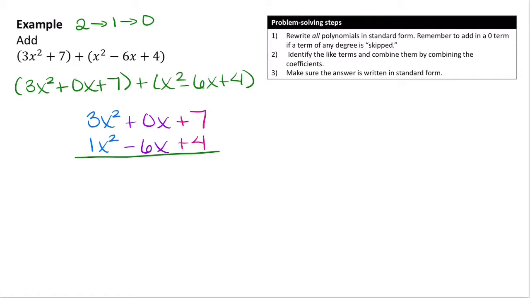And so we have 3x squared plus 1x squared, which gives me 4x squared. 0x minus 6x gives me minus 6x. And then plus 7 plus 4 gives me plus 11. So that's my final answer.